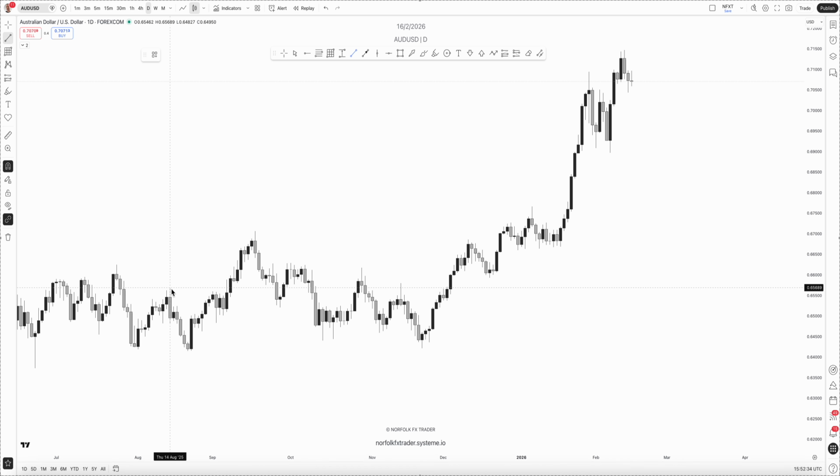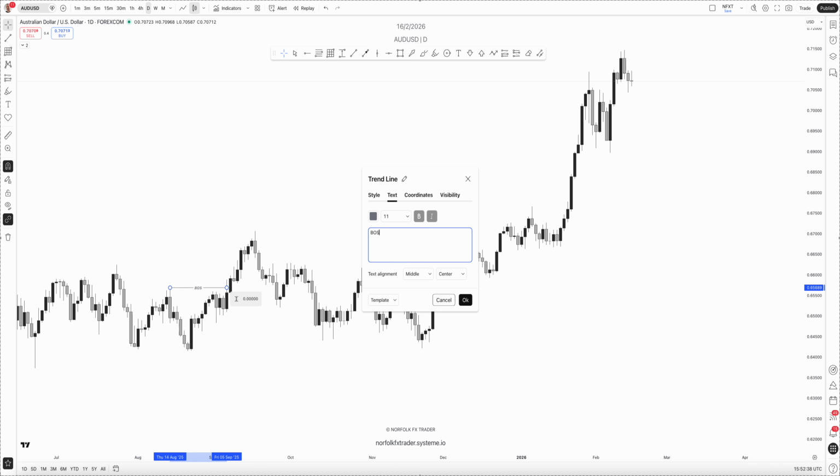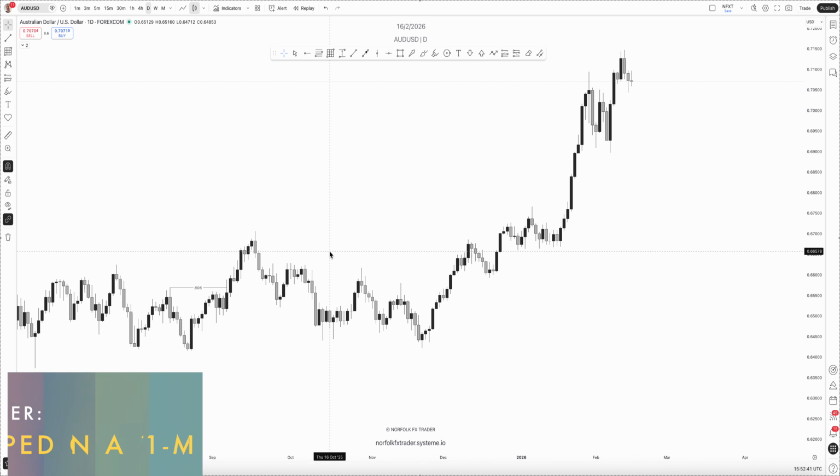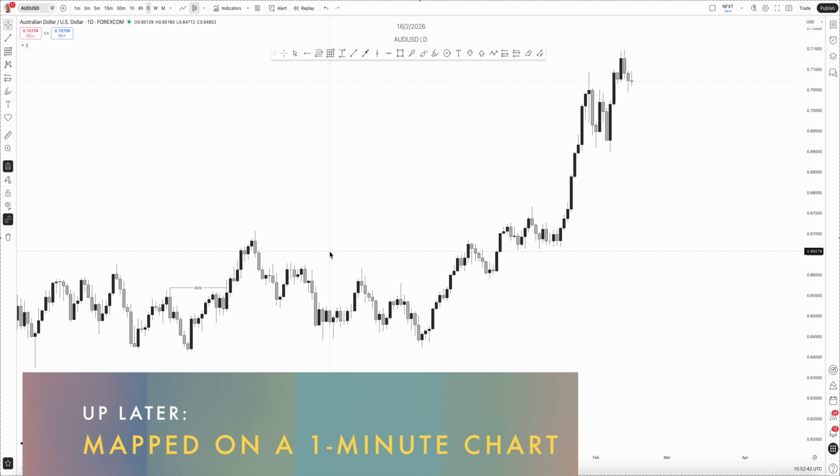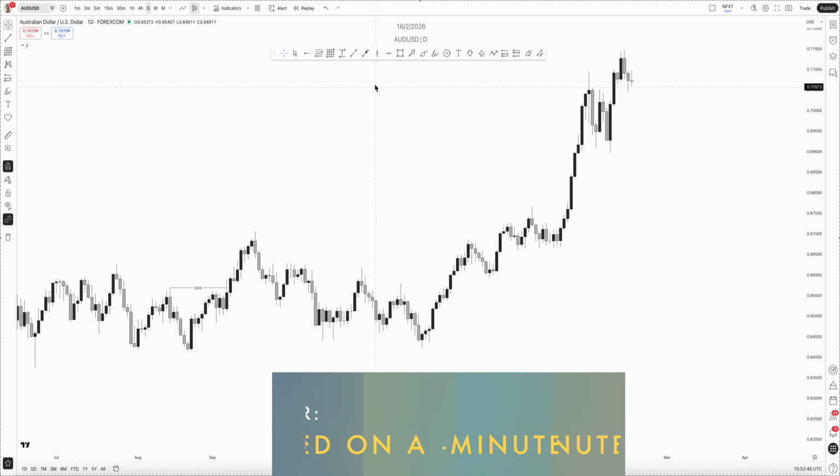So from this high, let's say we have a break of structure to the upside. We'll map this out as a BOS in the market. That is our break of structure. Once we've done this on a daily, perhaps we'll look at it on a 1 minute so you can see how it works on different time frames.